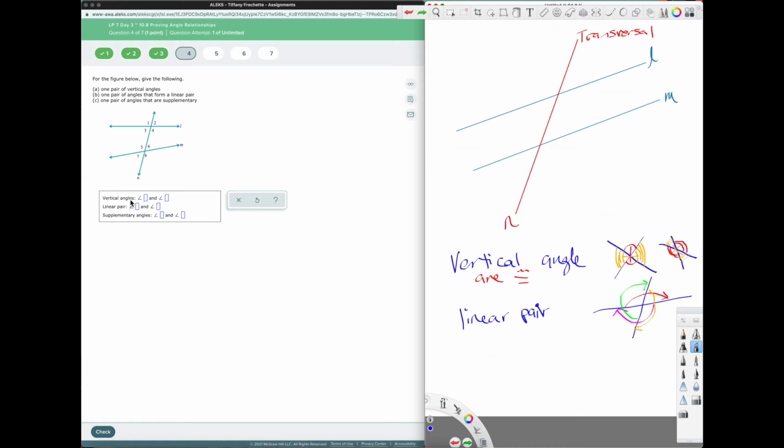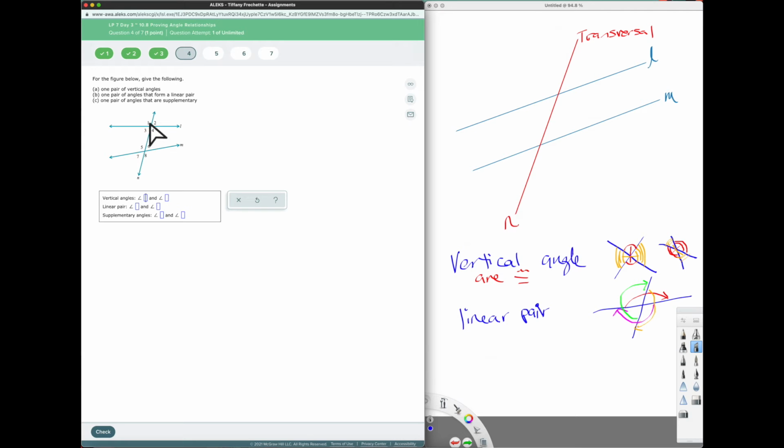Or you could use different ones. You could use other vertical angles because remember there's 4 options total for vertical and 8 options total for linear. All right, so let's go ahead and type some stuff in here. So I'm just going to start at 1 for vertical angles, and I'm going to go to 4. So 1 and 4. I could have gone 2 and 3, 5 and 8, or 6 and 7.